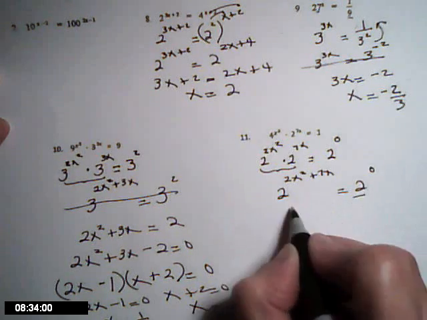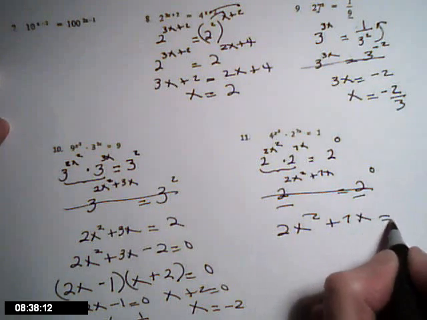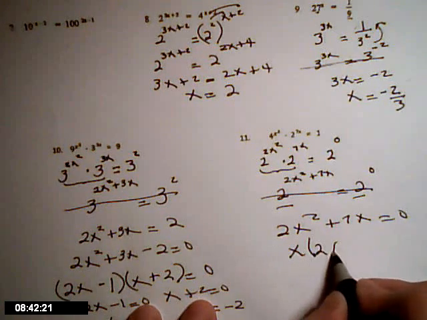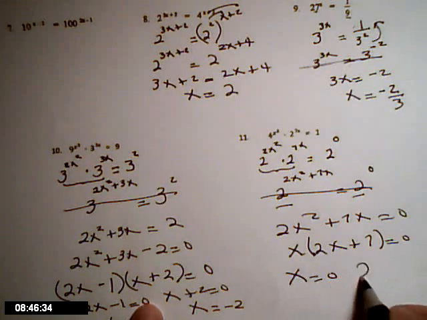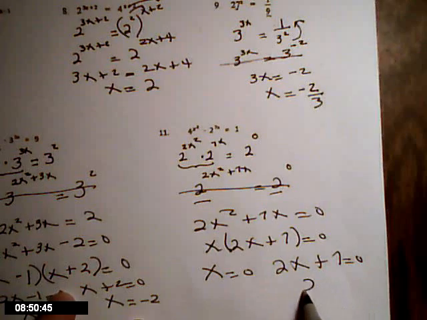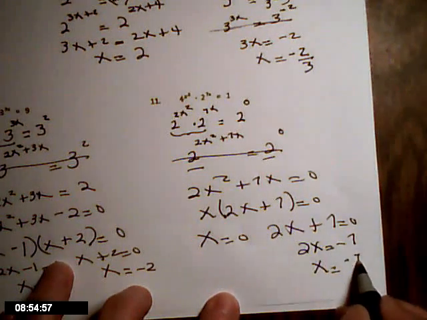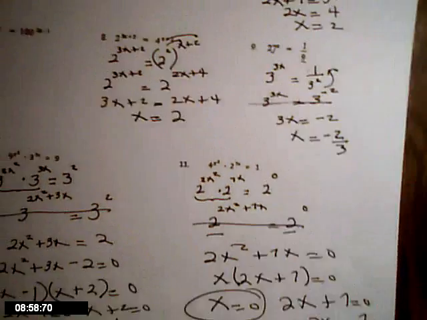Then my bases are the same, so I'm going to drop them. I have 2x squared plus 7x equals 0. I'm going to remove my common factor of x. I'll have x equals 0. And then I'm going to have 2x equals negative 7, or x equals negative 7 over 2 for my two possibilities for my exponents.